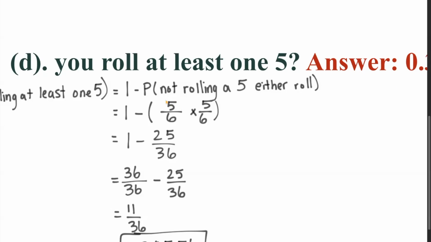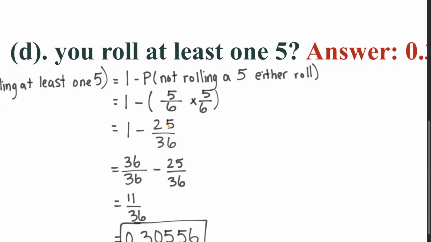So that's 5 different sides that it could land on out of a total of 6 sides on a die. And since we're rolling this die twice, you would multiply 5/6 by 5/6, because this represents rolling it the first time, and then this represents rolling it the second time. So we would do 1 minus this quantity here. So this quantity here is 25/36.